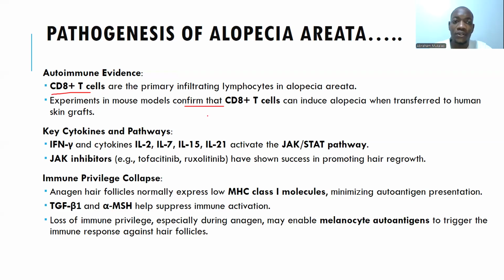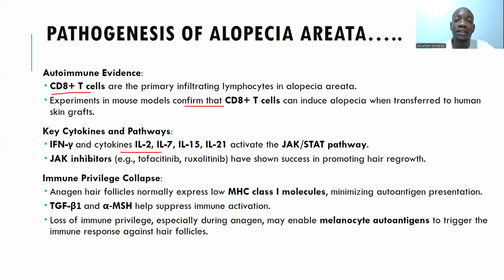Then there are particular key cytokines and pathways that have been thought to play a role in the development of this condition. The first one includes interferon alpha, as well as other cytokines: interleukin 2, interleukin 17, interleukin 15, interleukin 21. These are thought to activate the JAK-STAT pathway, and inhibitors like the JAK kinase inhibitors, including tofacitinib and ruxolitinib, have been shown to promote hair growth, meaning that the JAK-STAT pathway may have a central role in the pathogenesis of alopecia areata.